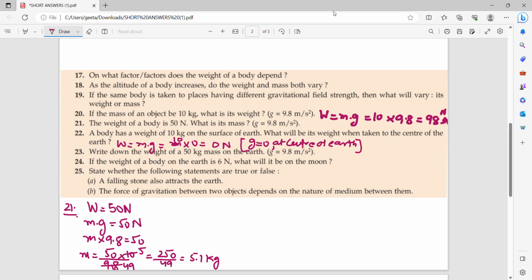Good evening everyone. We are discussing a few questions of gravitation. Sheena, we have question number 20. If the mass of the object is 10 kg, we have to find out its weight. Questions are from Lakhmir Singh. What is the page number, beta?